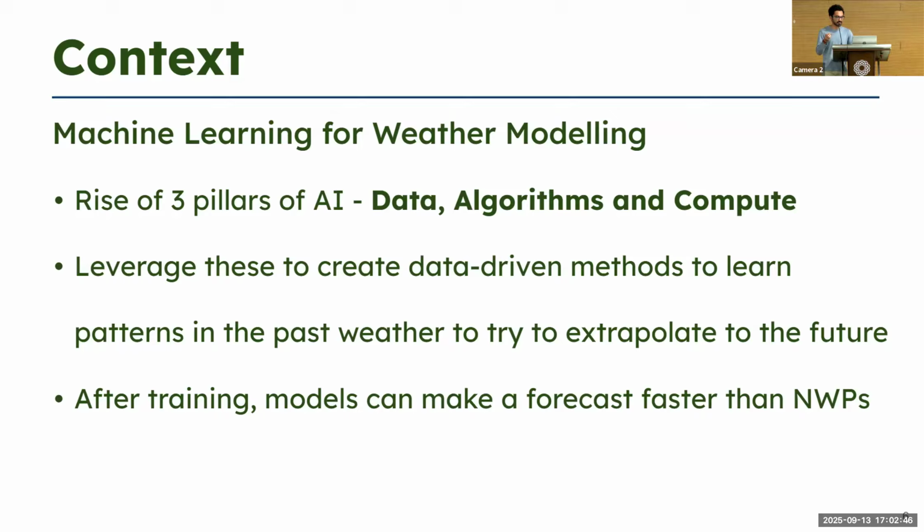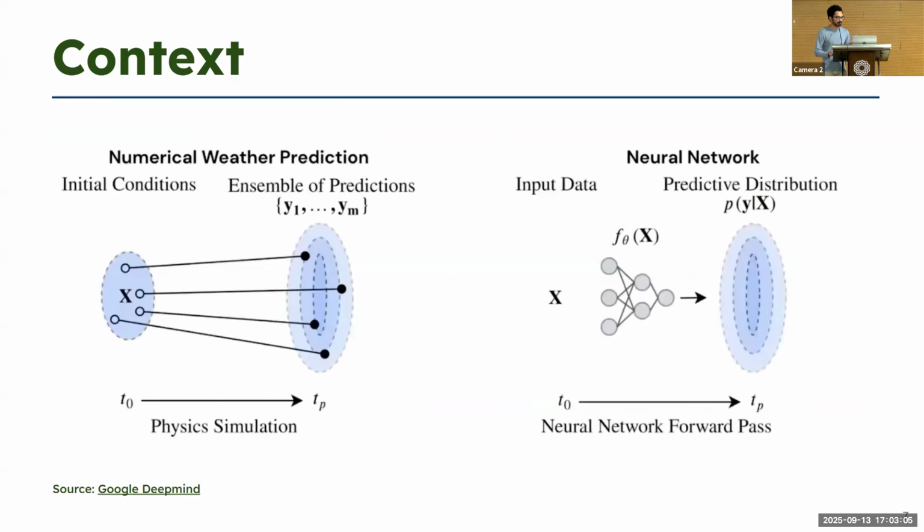Now we leverage these and we create data-driven methods which, instead of using explicit physics-based equations, try to learn patterns in the past weather to try to extrapolate to the future. Now, after training, these models can roll out a forecast, as a lot of my previous speakers have pointed out, much faster than NWPs. Now, this is just a schematic.